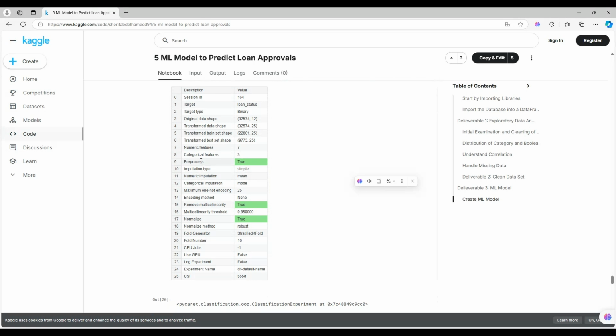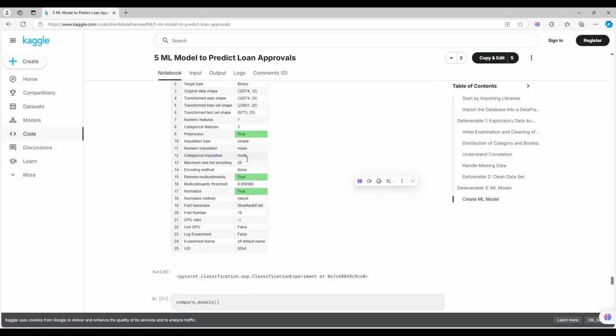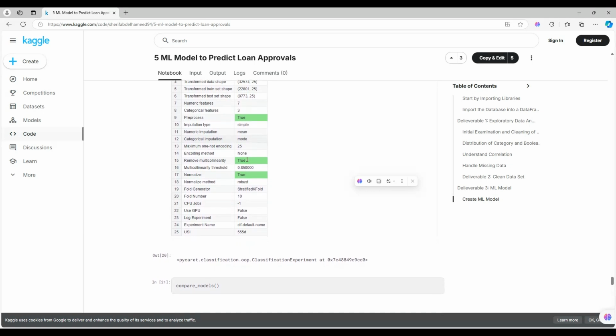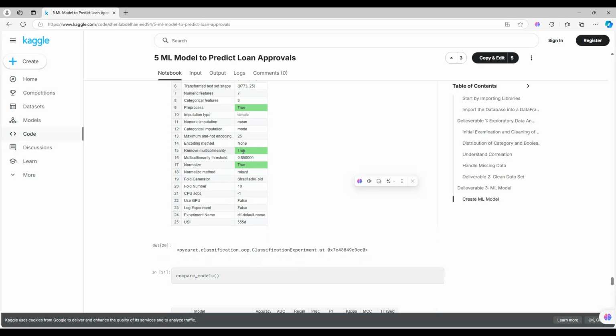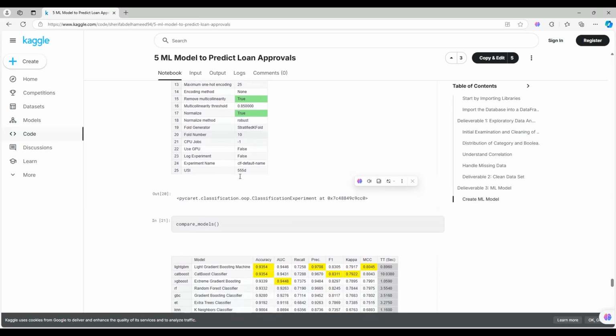We pre-process the data. We're imputing data simply. Of course, they don't need to do imputation because they supposedly have all. Numeric imputation is mean. Categorical imputation is mode. They don't need to do that because there is no missing values. We've addressed that. And remove multicollinearity, yes. Threshold is 0.85. Normalize, yes. Normalization method robust. And the fold number for us is a stratified k-fold, and we have 10 folds, and so on and so forth.